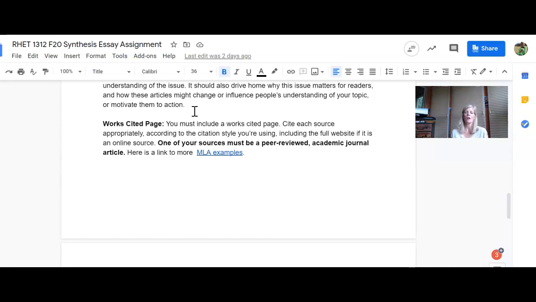The source page you can call works cited page, source page, sources. That isn't as important, but it needs a title also. And there's a proper format for that. And we'll look at that next week.